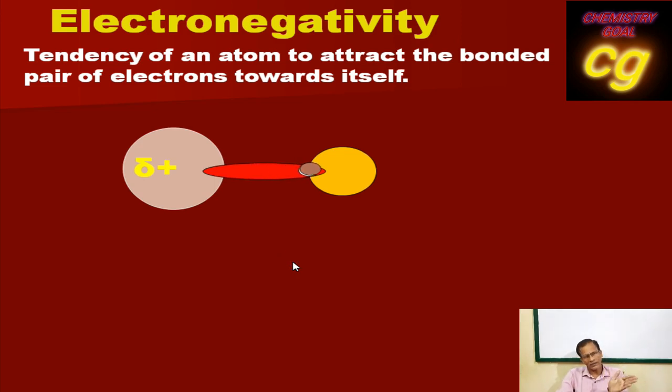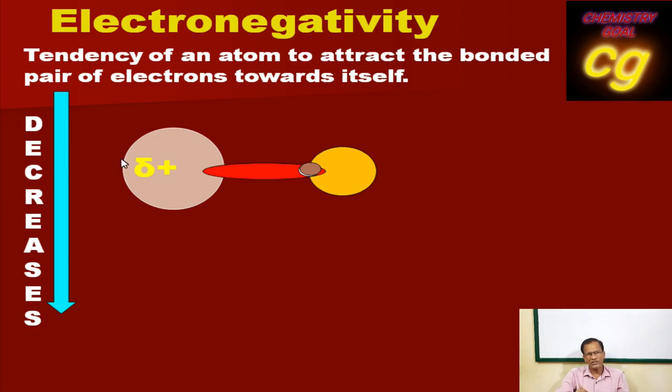When the electron is attracted towards a particular atom, the atom from which it is pulled away becomes partially positive charged. The atom towards which the electron is attracted becomes partially negative. So yellow becomes partially negative and white becomes partially positive. This is the charge produced due to displacement of electrons.